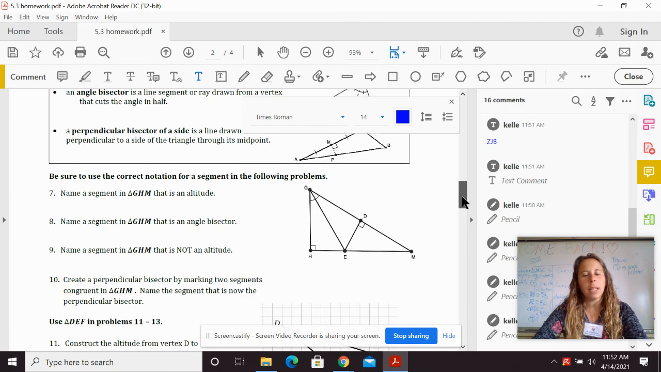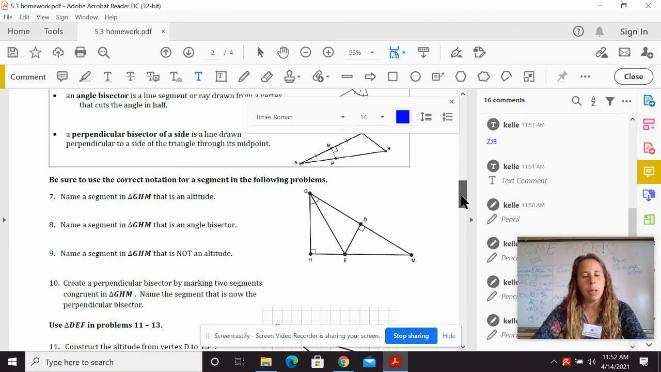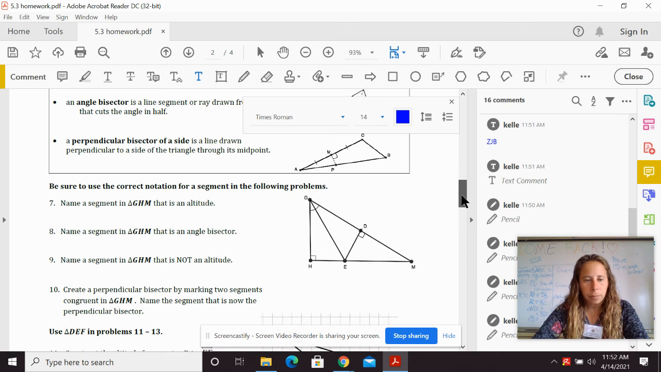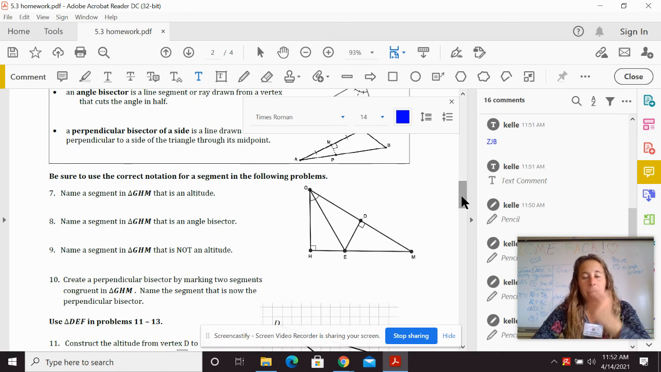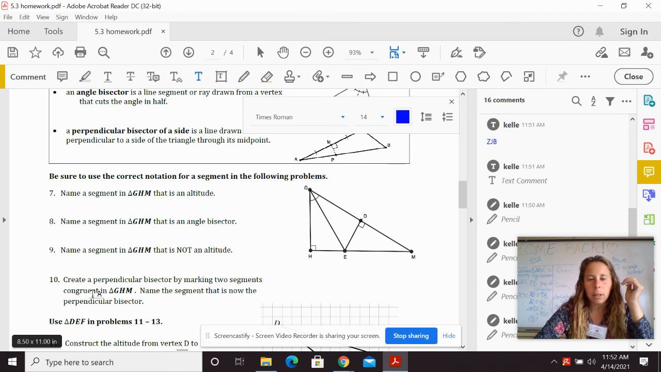Number 10, create a perpendicular bisector by marking 2 segments congruent in GHM. Name the segment that is now the perpendicular bisector. A perpendicular bisector has to be perpendicular to the side it intersects, so it has to create a 90-degree angle, and then it has to cut the side in half. So looking at your triangle here, which line looks like it could be a perpendicular bisector? Remember, it has to hit the other side at a 90-degree angle, and it cuts the line in half.